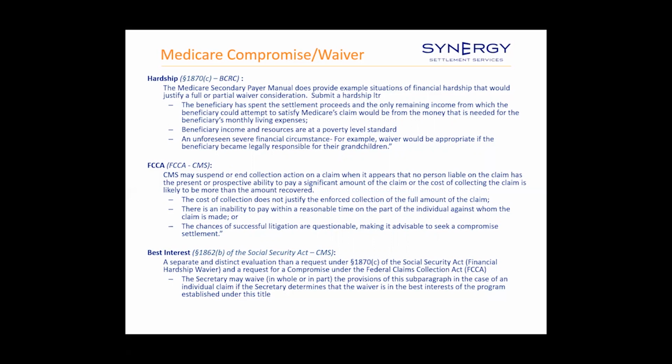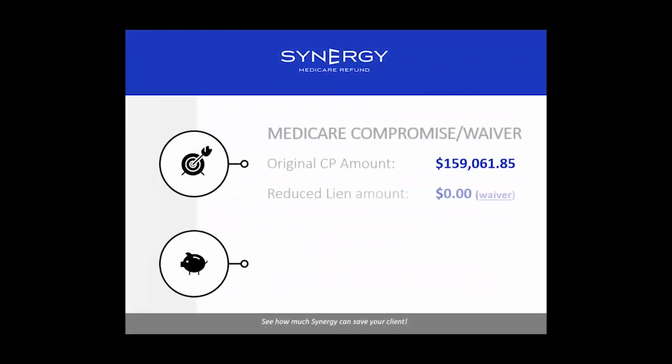Hardship is really financial hardship. FCCA is really equitable principles, and the best interest is sort of a catch-all. But you can make a request simultaneously under all these provisions if they applied. And that's sometimes what's done, or it may be a situation that lends itself more to a hardship waiver. But if you're successful with any of these requests, then basically Medicare will issue a refund. And as an example, this is an actual case. This was a negligent security case with a 7-figure recovery, so a substantial recovery, but there was financial hardship.